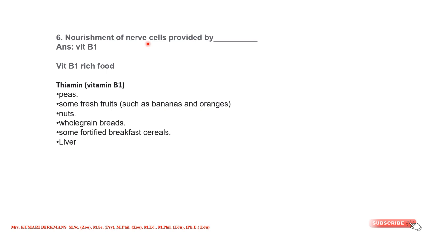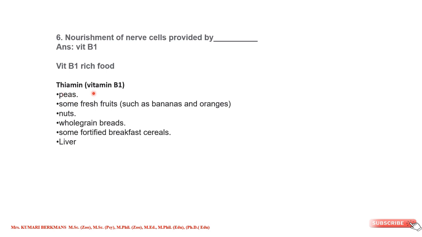Nourishment of nerve cells: each and every nerve cell is nourished by vitamin B1. So vitamin B1, that is thiamine, is very, very important. The brain is made up of millions of nerve cells, and there are also the spinal cord and the peripheral nerves. Every nerve is nourished by vitamin B1, so it is very important for your nervous system. Where can we find vitamin B1?